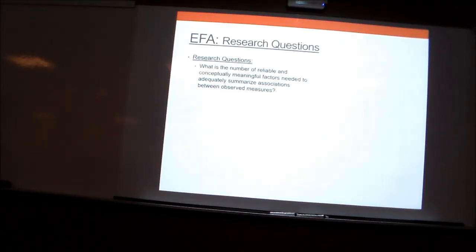So, research questions. Number one, how many reliable, conceptually meaningful factors do I need to summarize associations between my observed scores? Okay, this is important. How many do I need? This starts to get at parsimony, right? Because if I have a 10-item measure and I extract 10 factors, then I'll perfectly reproduce my correlation matrix, and then I'm good, right? So why might I not be happy with that solution?